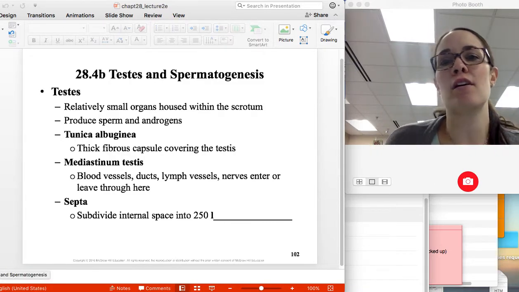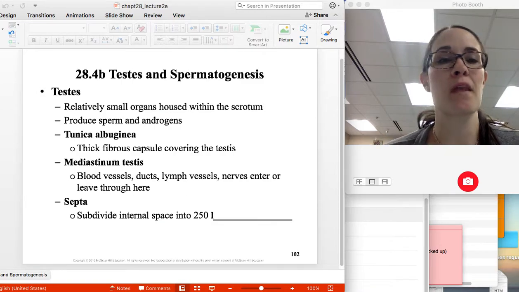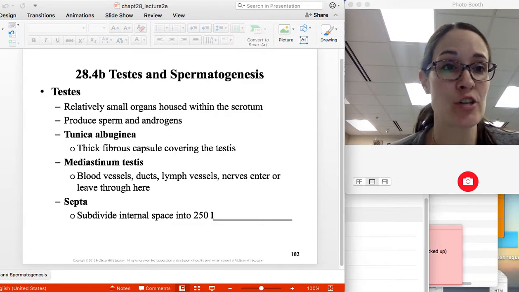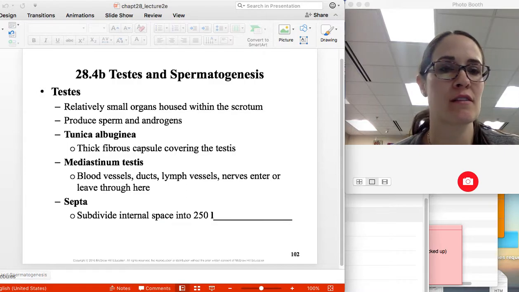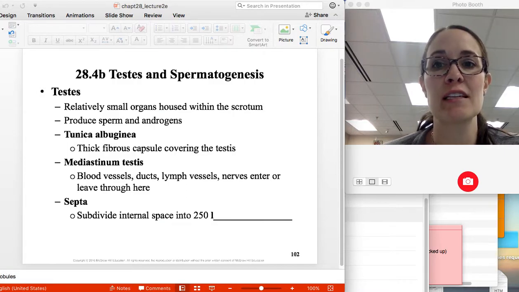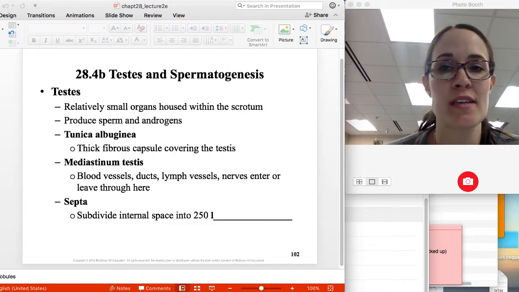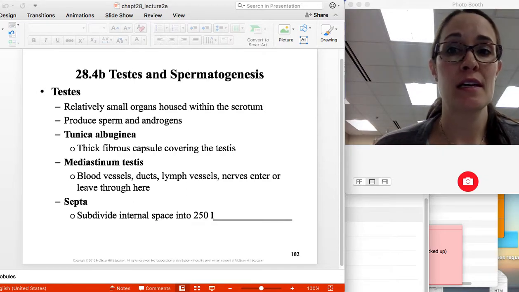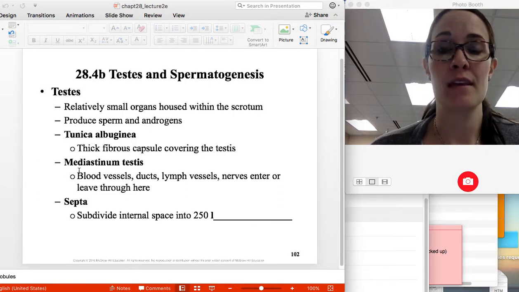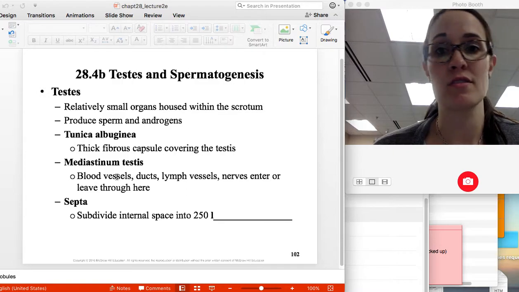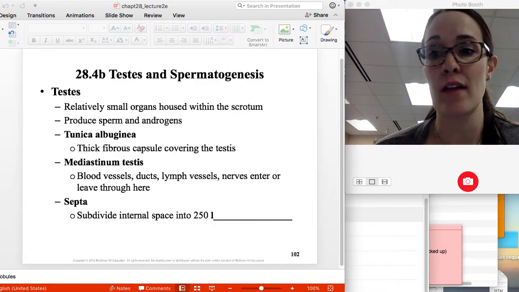So the testes are actually quite small. They're housed in the scrotum. Their purpose is to produce the sperm and different androgens, different hormones. There are different layers around the testes. A thick fibrous capsule is called the tunica albuginea. And then you have a different layer that contains blood vessels, ducts, lymph vessels, and nerves that enter the area. And then the septa divide the internal space of the testes into 250 what are called lobules, L-O-B-U-L-E-S.